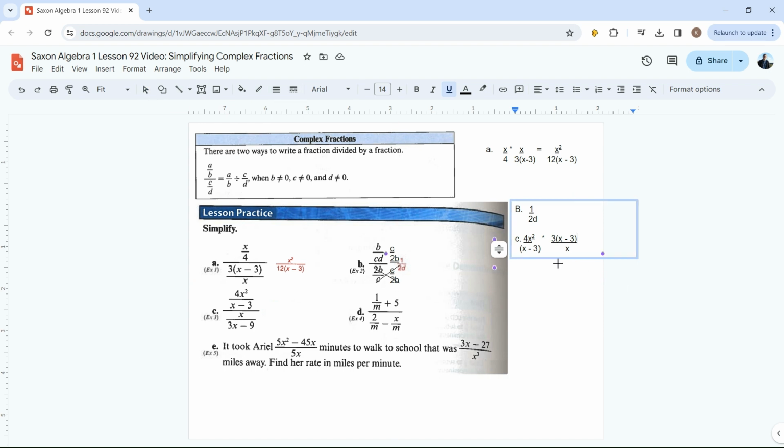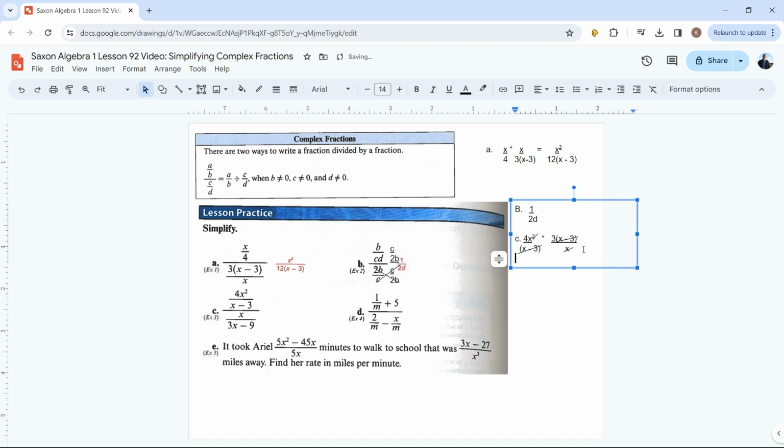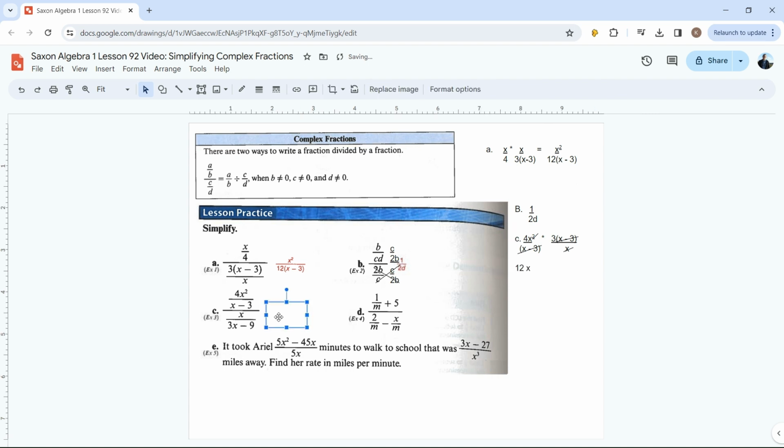It appears that x minus 3 cancels out of my fraction because it's a factor that's on the top and the bottom, and it's multiplying everything on the top, so it's just going to cancel. Also, this x is going to cancel on the bottom with one of these x's. So I'm just left with 4 times x times 3. When I simplify 4 times x times 3, I find that my answer is just 12x for letter C. Make sure we did that one right.